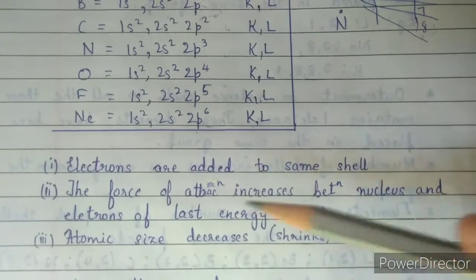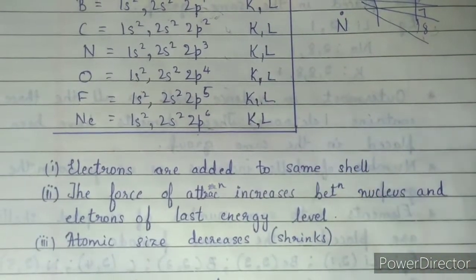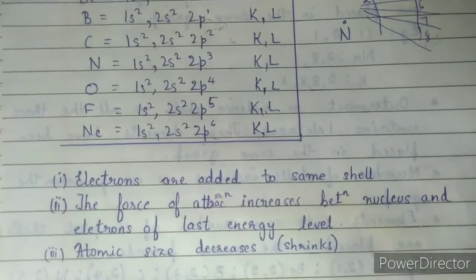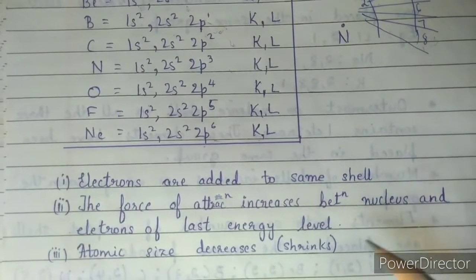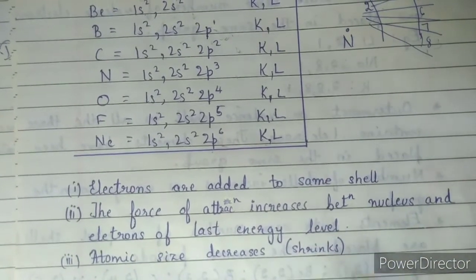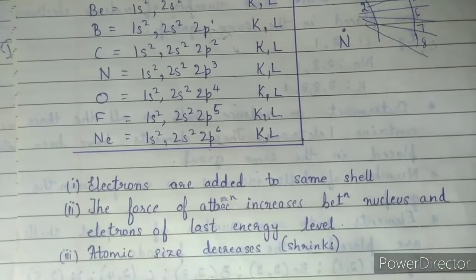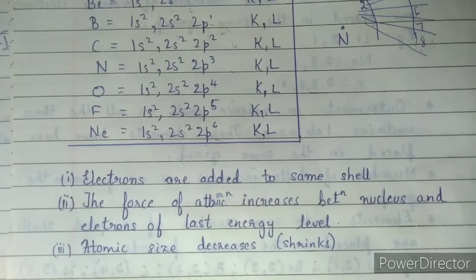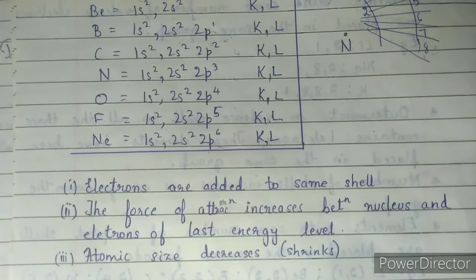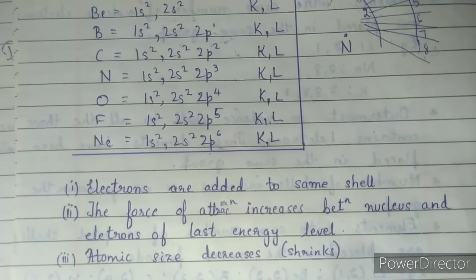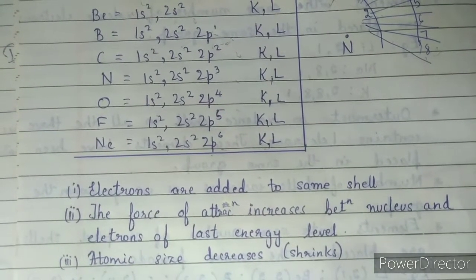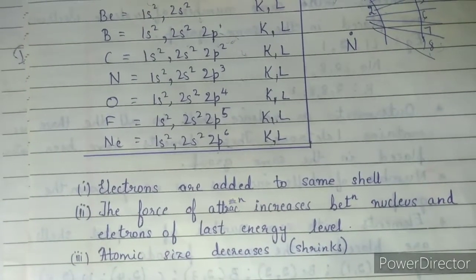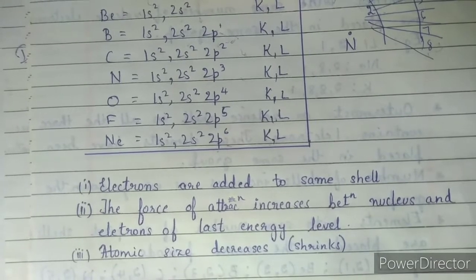Therefore, we can say that in a period, electrons are added to the same shell. The force of attraction between the nucleus and the electrons of the last energy level increases. As electrons are added, the force of attraction also increases. When the force of attraction between the protons and the electrons present in the last shell increases, the atomic size automatically decreases or shrinks.